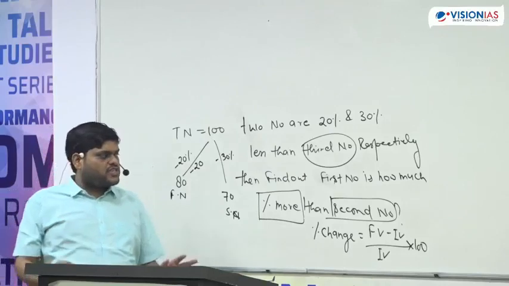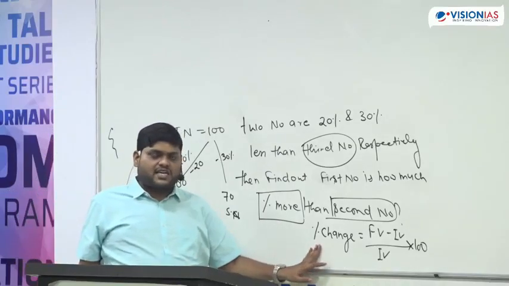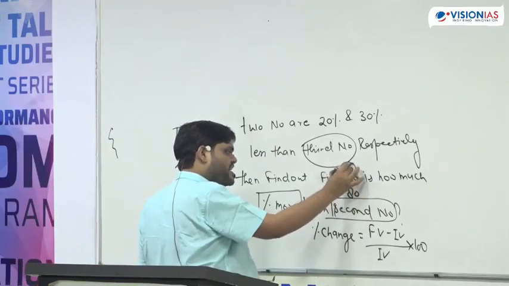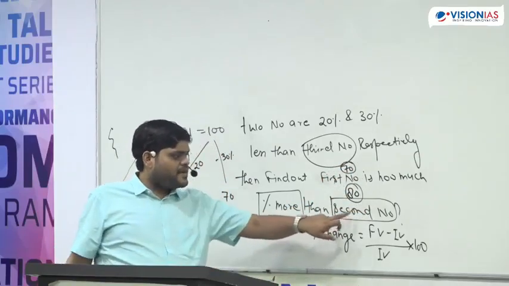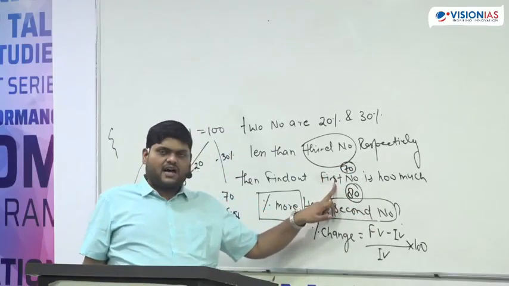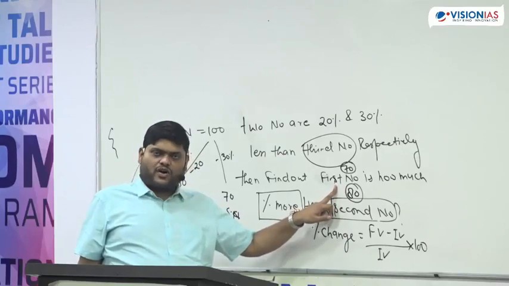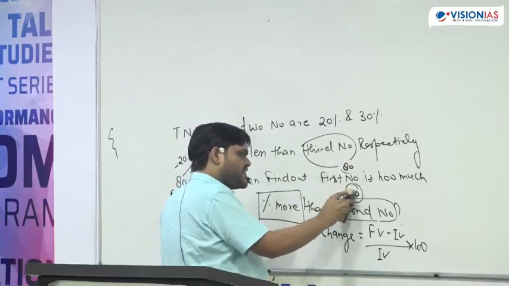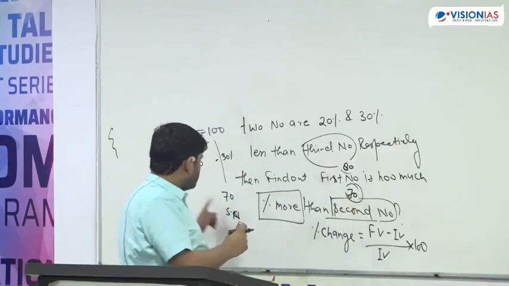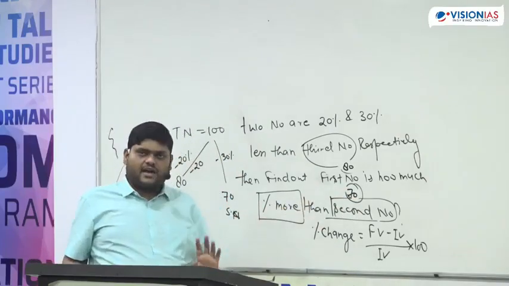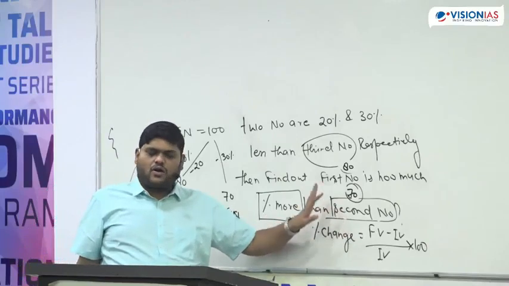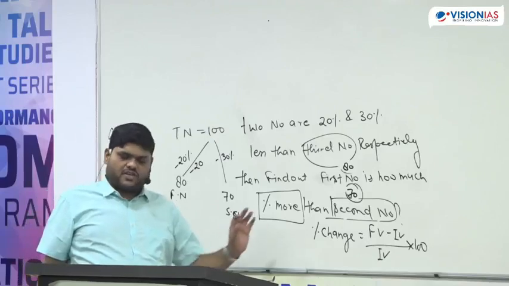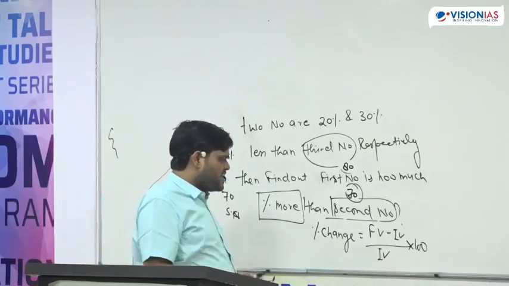Now what is the question? We have to find the percent of change. And we have interpreted the first number as 80 and the second number as 70. Sorry, we wrote it in reverse. The first number is 80 and the second number is 70. Now we know that the second number is the initial value and the first number is the final value. We can put it in this format.